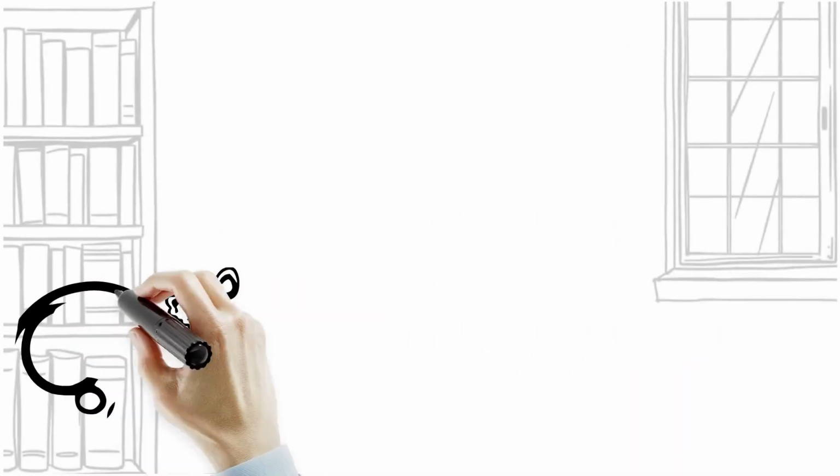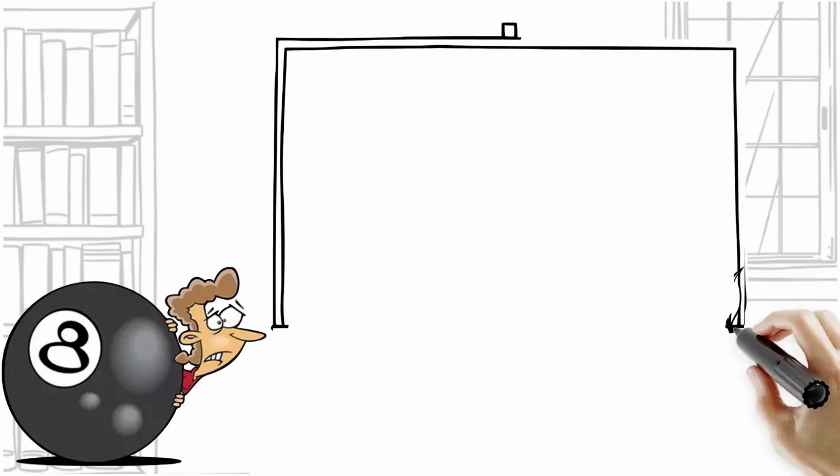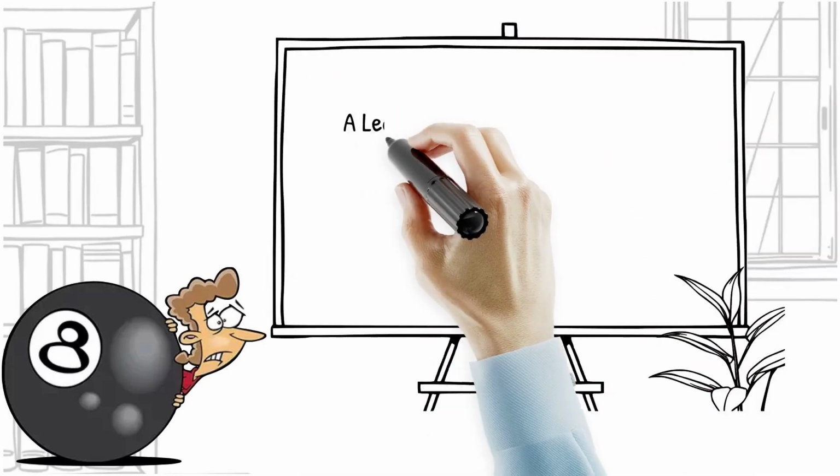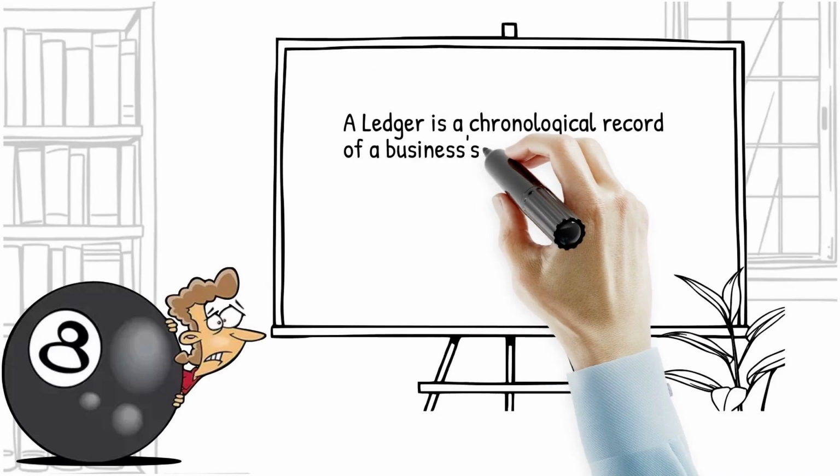A ledger is a chronological record of a business's transactions. False. The journal is the chronological record.